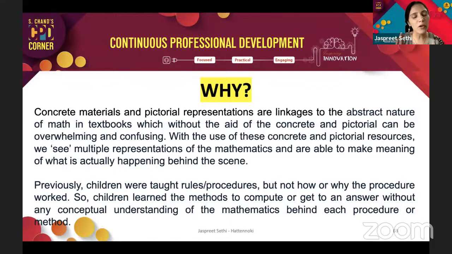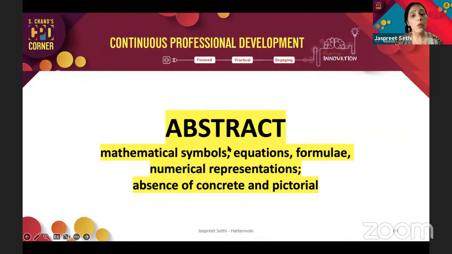It's that analogy that I use on why we are using concrete and pictorial materials to teach math as of today, and how useful it is. So when abstract is coming in, what is really happening? We're using so many symbols, equations, formulae, numerical representations, and we're taking away the concrete and pictorial. And that gets hard. But if the concrete and pictorial is there, the connection is going to be seamless.